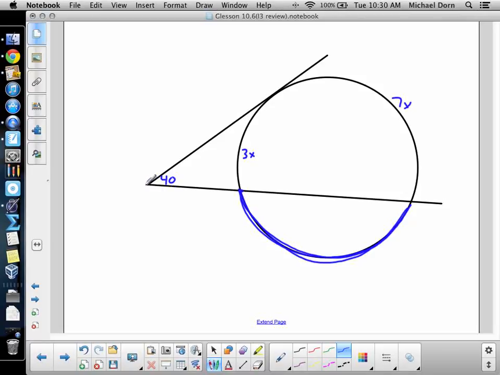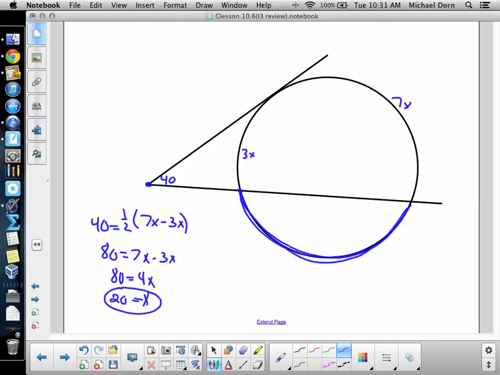Since this vertex is outside the circle, exterior angle, what am I going to do with the two arcs? Subtract and divide by 2, right? So 40 equals 7x minus 3x times 1/2, or divided by 2, either way. Multiply both sides by 2 to get rid of the 1/2, so 80 is 7x minus 3x, so 80 is 4x, x is 20.